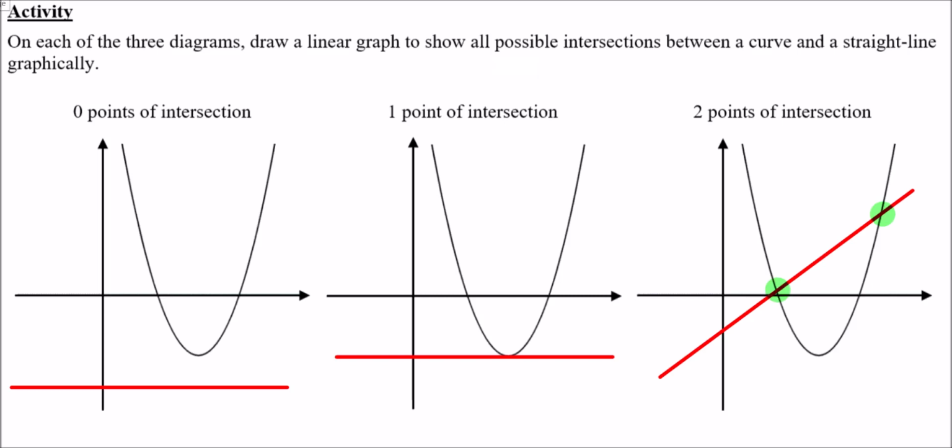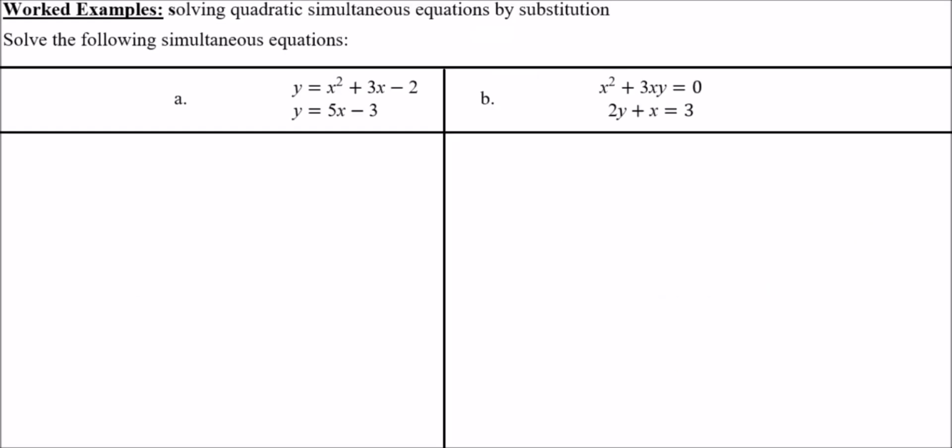So let's see here what we have. We need to solve this pair of simultaneous equations in part A, where we've got y equals x squared plus 3x minus 2 for one, and for the other, y equals 5x minus 3. So what we need to do here is to substitute in that y equals 5x minus 3 into the top equation over here. So all I'm going to do here is just highlight 5x minus 3 in place of y. We can then take it further and then solve.